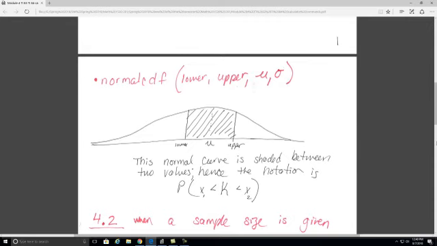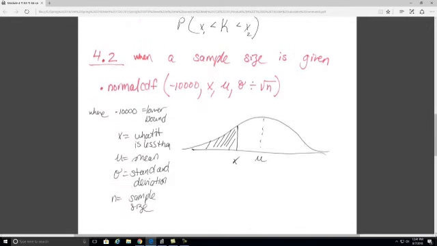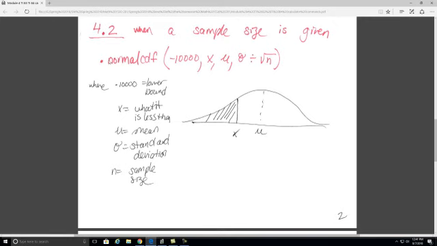However, let's take a further look at how you use the central limit theorem. Another way of looking at that will still be using your normal cumulative distribution function, with your lower bound, upper bound, and your mean. However, your standard deviation would be divided by the square root of your n. This is also less than, because once again, it is shaded to the left.